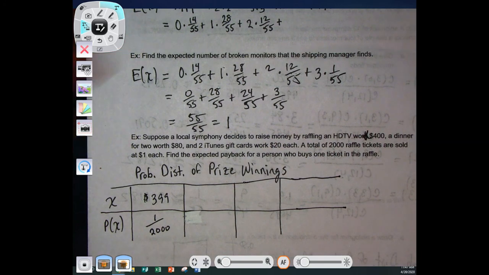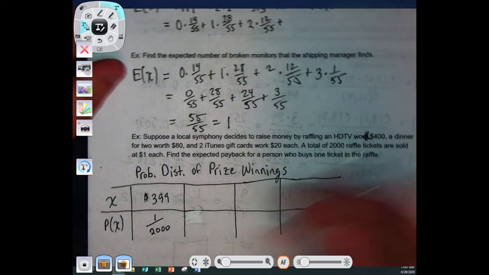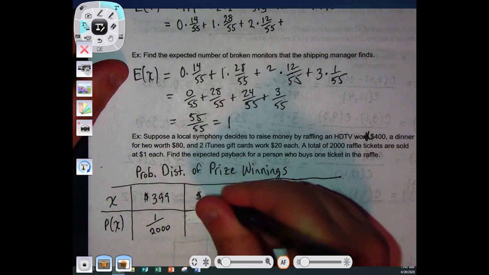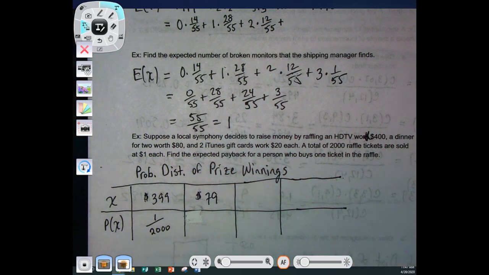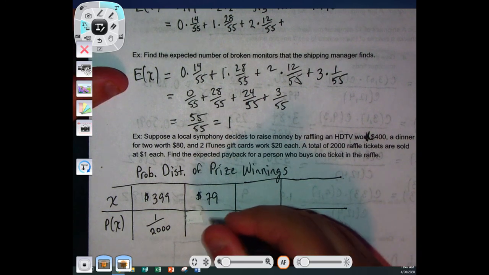For the dinner for 2, worth $80. So if it's worth 80, I put $1 in to win it. The expected payback would be 80 minus 1, so it'd be $79. And again, one ticket, so 1 out of 2,000.